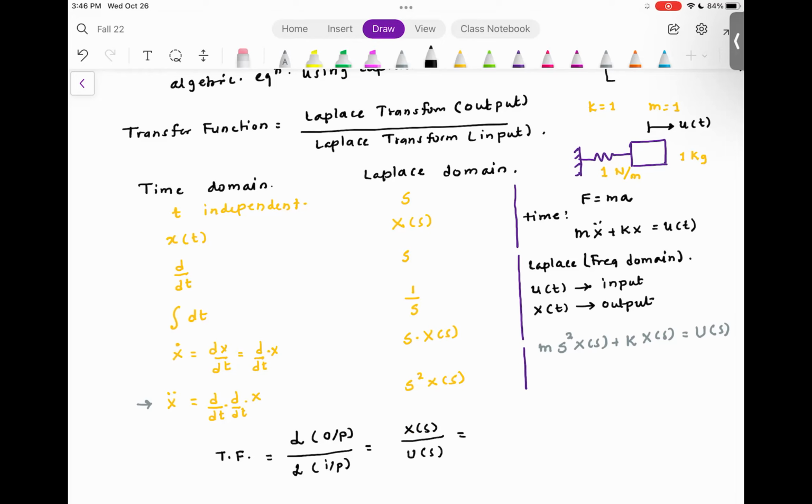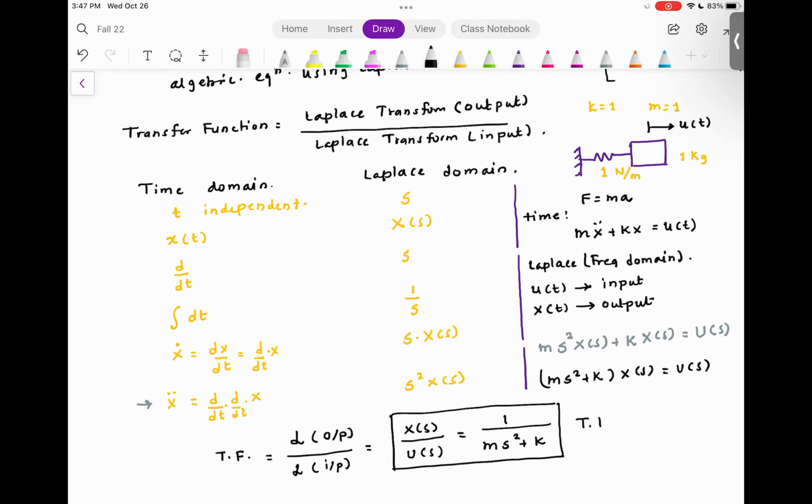So what I would do is, I would take ms square plus k, multiplied by x of s, is equal to u of s. So x of s divided by u of s is going to be 1 divided by ms square plus k. Are you with me so far? This is my transfer function. Any questions here? Very simple, right?